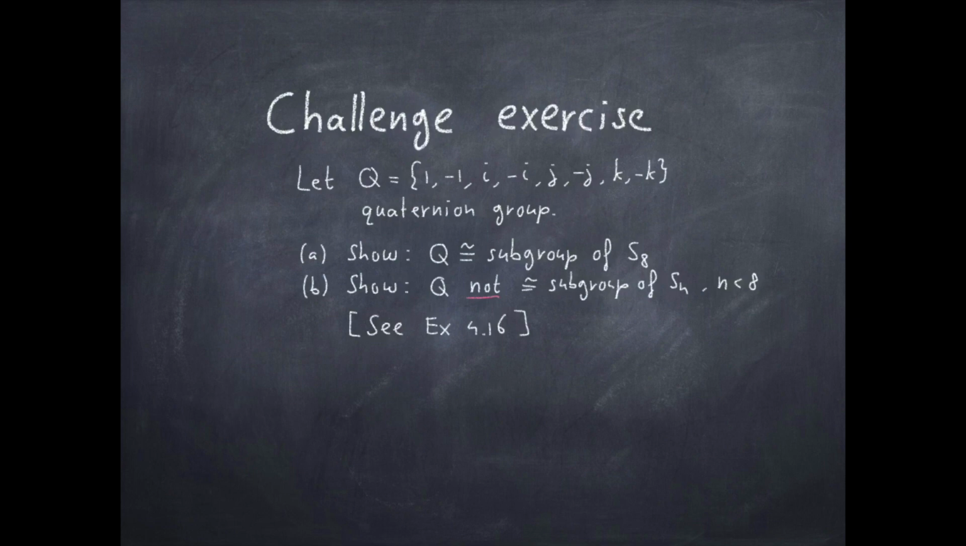If you're up for a challenge, you could try Cayley's construction with the quaternion group. The quaternion group Q is isomorphic to a subgroup of S8. However, in this case, the 8 is optimal. Q is not a subgroup of Sn for any n smaller than 8. Good luck!